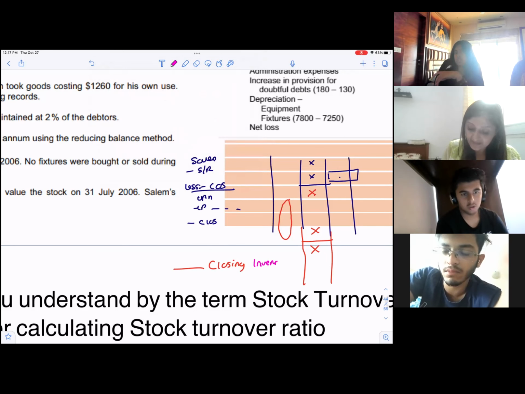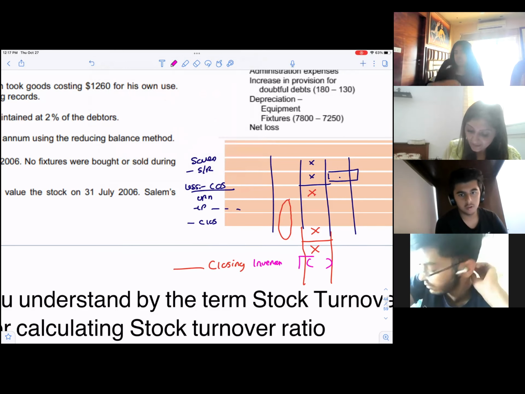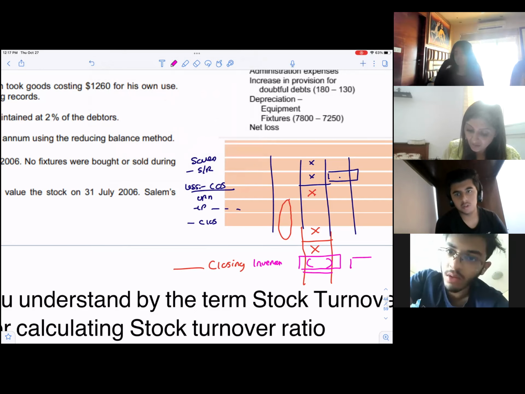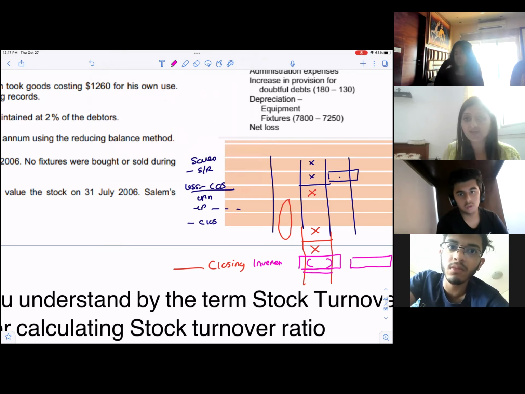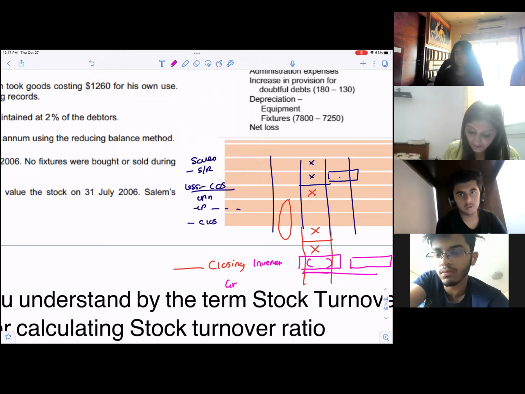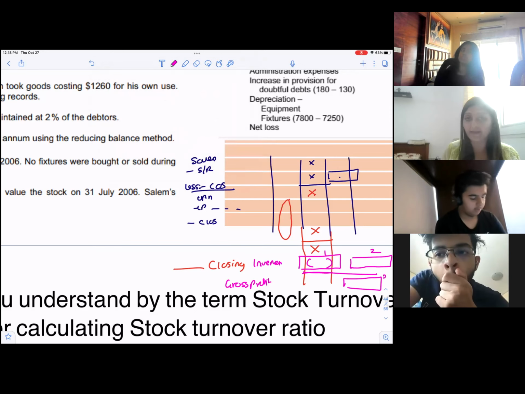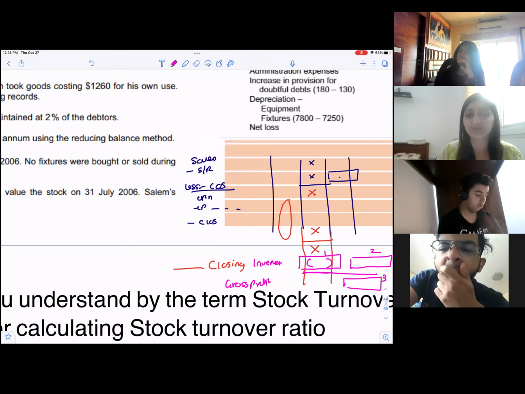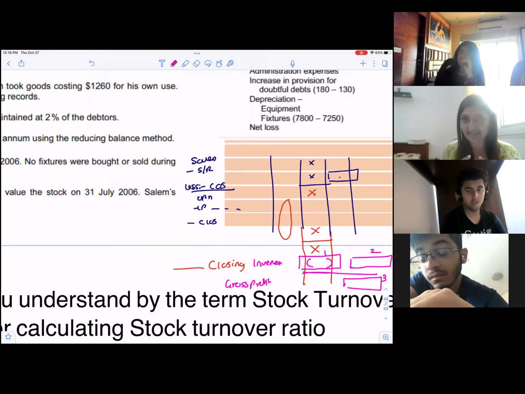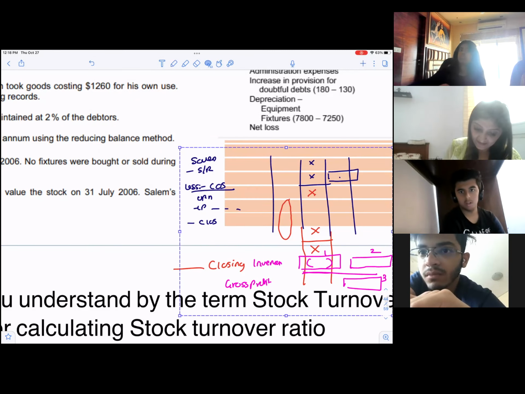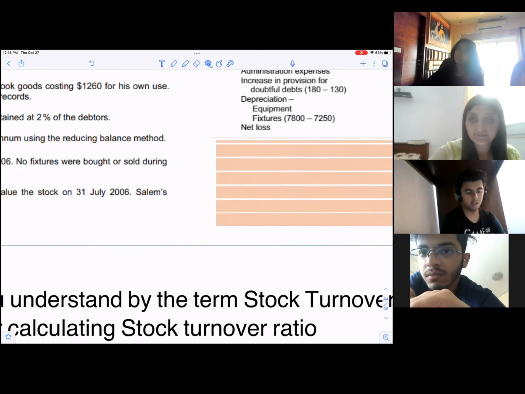Because closing inventory is given indirectly, you don't have this figure, so you will not have your main cost of sales figure. So you will put it in a box and write gross profit. What things you don't have, you will put in a box. Then I will teach you how to do it. So try compiling the information and come up till here. Start.